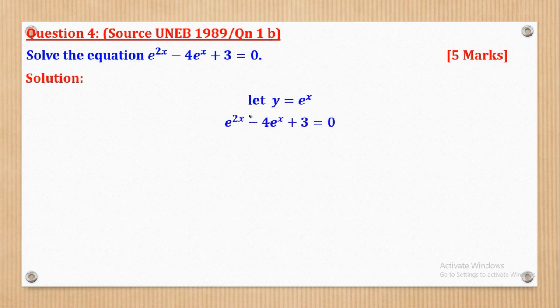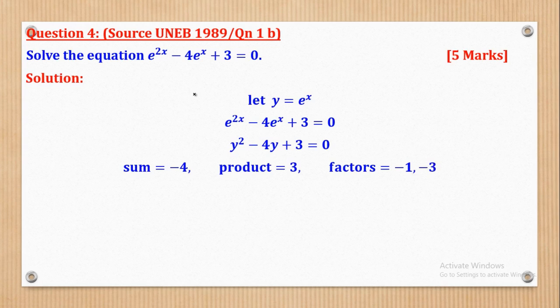Therefore, from this equation, this one will become y squared, and this one will become 4y, and this will remain 3 equals 0. So now you have got a quadratic equation in y. Let's first factorize it. Here it is up to you. You can choose to use the bulldozer method or factorization. When I choose factorization, I have to look for a sum of negative 4 and a product of positive 3, which gives you factors as negative 1 and negative 3. So when I replace, I'll come up with this.